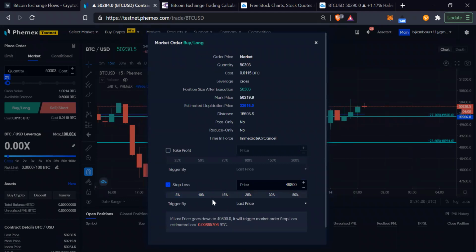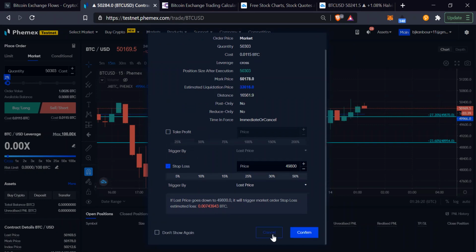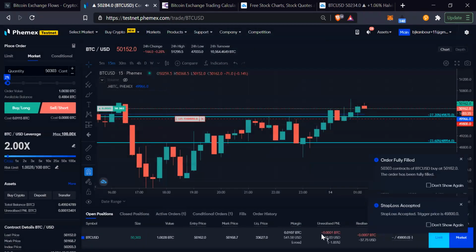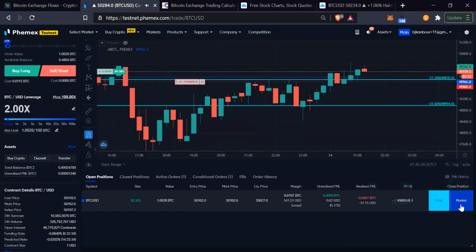Last price is the price that is actually trading on this platform right now. Mark price is kind of an average of the spot price of Bitcoin, and the mark price is more used to calculate liquidations and that kind of stuff. So because we're doing analysis with the price on this platform, we want to also be using our stop loss with the price of this platform. And then I'm going to scroll down and click on confirm. And now I have my position open down here.